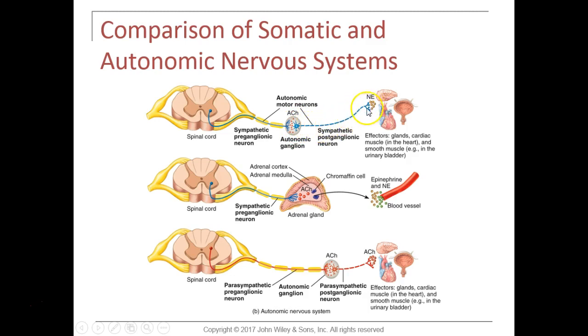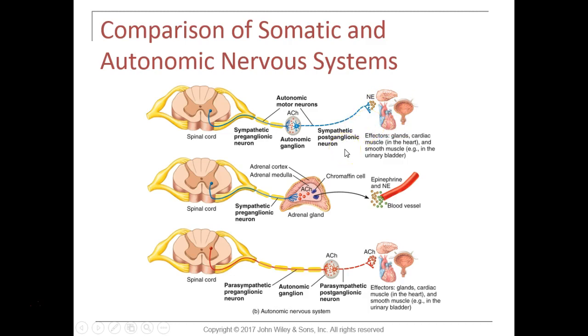And when that action potential reaches the end of that postganglionic neuron, it releases norepinephrine as its neurotransmitter, which can be either excitatory or inhibitory on the effectors. It will either increase or decrease the metabolic activity of its effectors. So it's something that we have to talk about in this chapter.